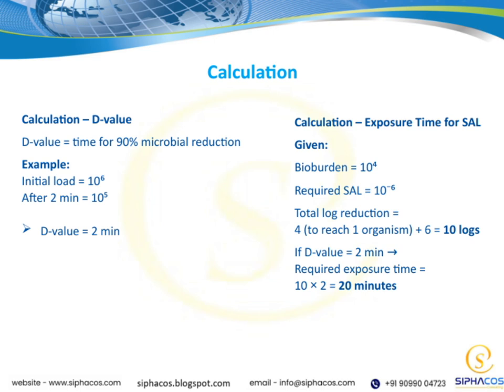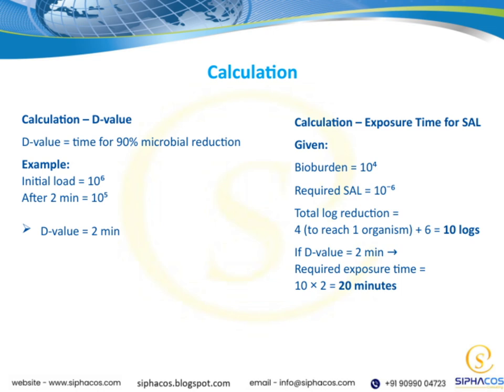The required SAL, or sterility assurance level, is 10 to the minus 6, meaning we need to reduce the microbial load to 1 in a million. To achieve this, we need a total log reduction of 10 logs. Specifically, 4 logs to go from 10,000 down to just 1 organism, and then an additional 6 logs to ensure safety, reaching that SAL target.